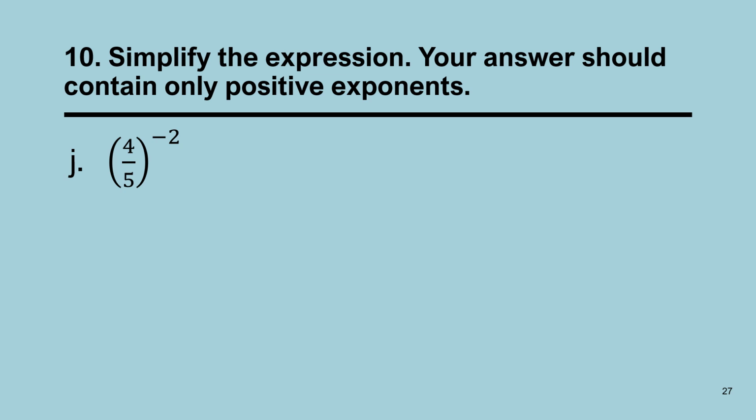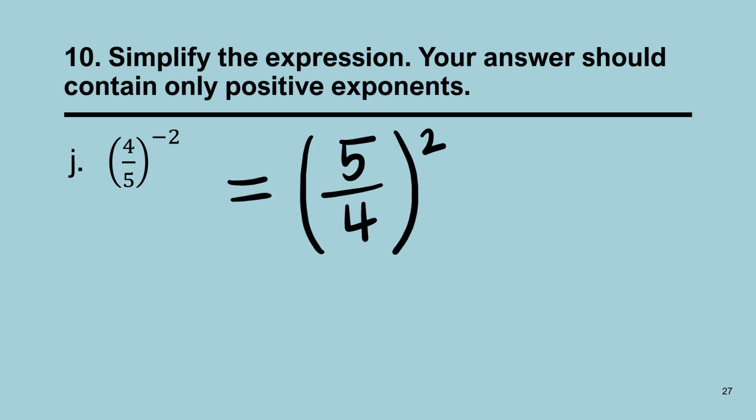All right, and our last one, 4 over 5 in the parentheses raised to the negative 2. We're going to use that negative exponent rule for fractions that says that we can flip the fraction on the inside, and we're going to change the exponent to a positive 2. Now we can just distribute the exponent to the numerator and to the denominator, so we're just distributing this exponent to the top and to the bottom.